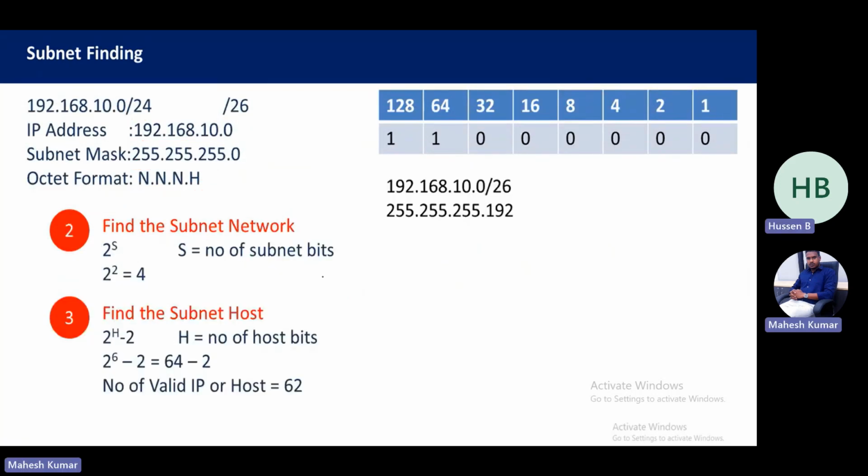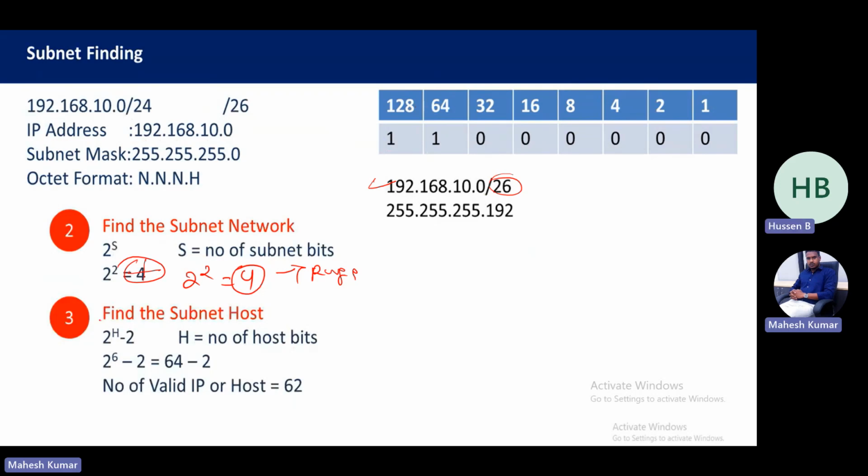Now find the subnet network: 2 to the power s, with the new CIDR, like 26. How many bits did we borrow? Two bits, right? So 2 to the power 2 equals 4, so we get four different ranges of IP. We are getting equal ranges. I told you in the beginning that in FLSM we get equal subnets only, not unequal.